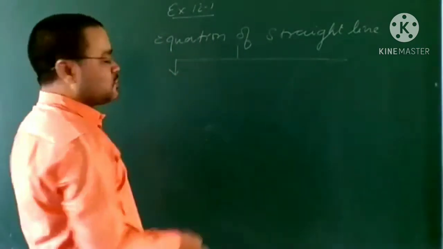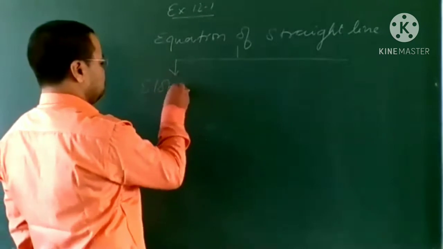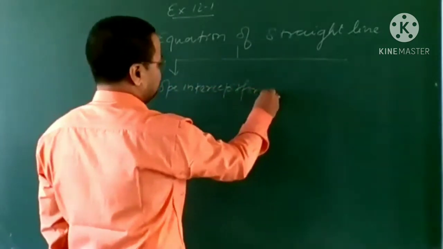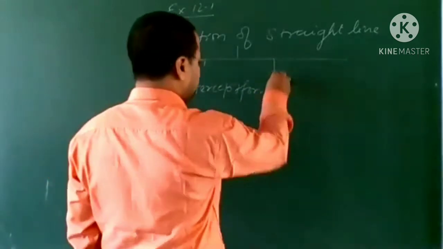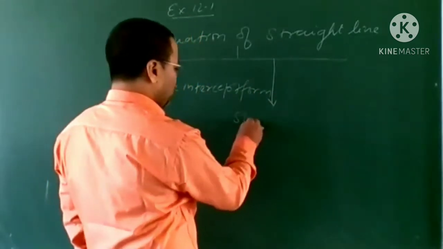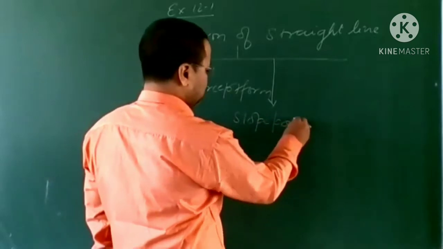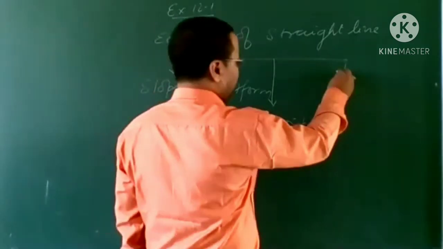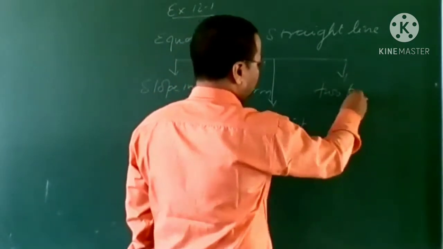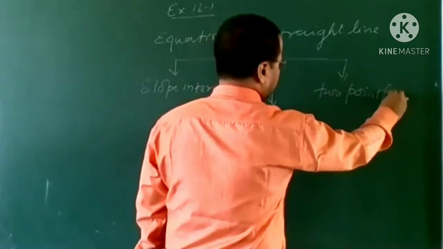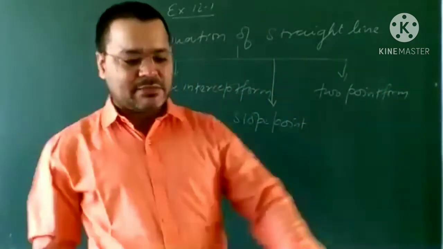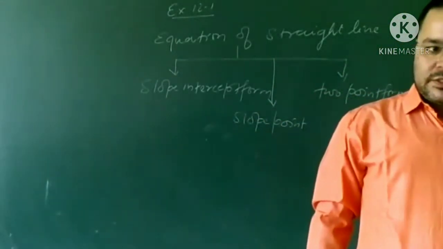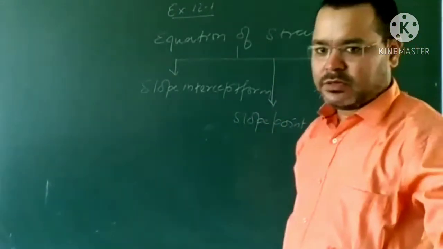The first one is slope intercept form. And the second one is slope point form. And the third one is 2-point form. There are three types of equation which I discussed yesterday, in our last video class.